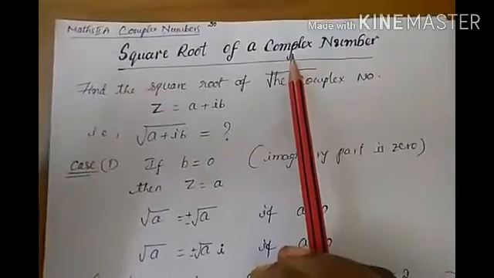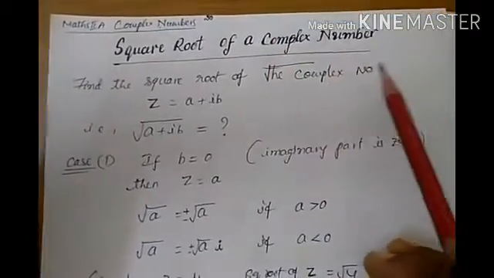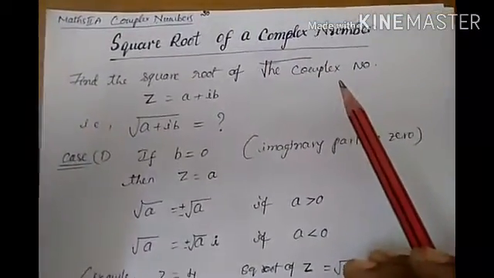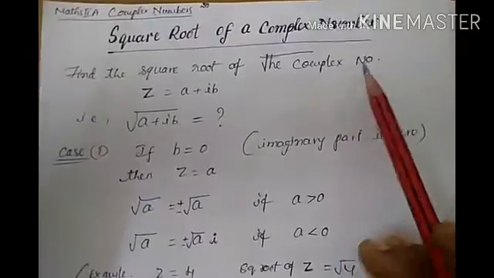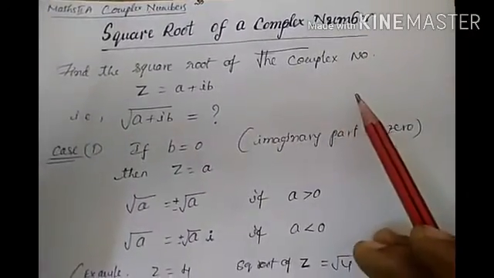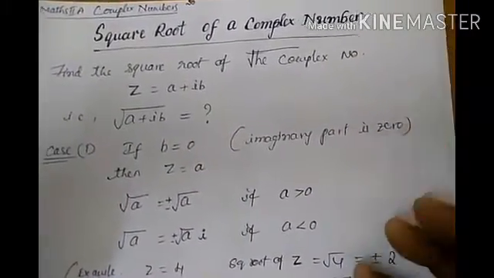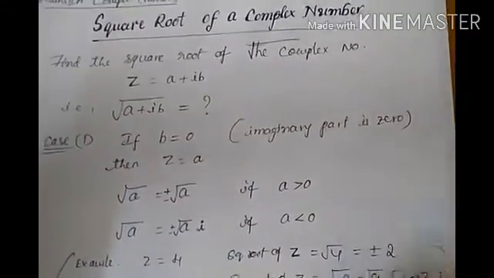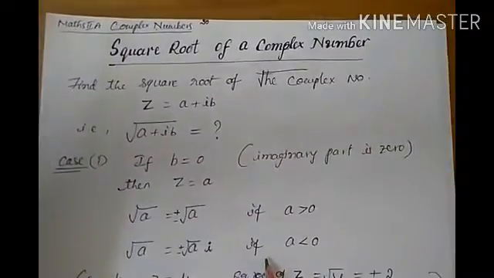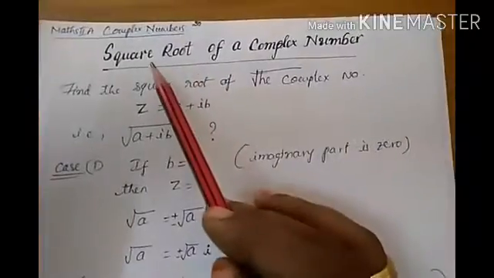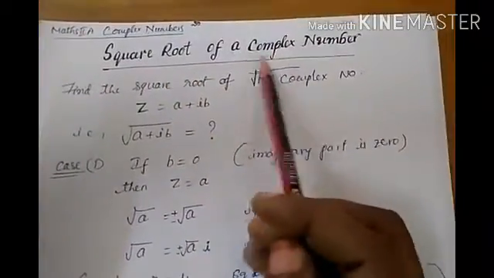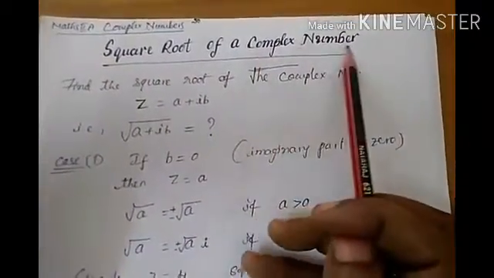What is the square root of a complex number? Generally, you know how to find the square root of a real number. If you take the square root of 4, then it gives plus or minus 2. In the same manner, we have to find the square root of a complex number.